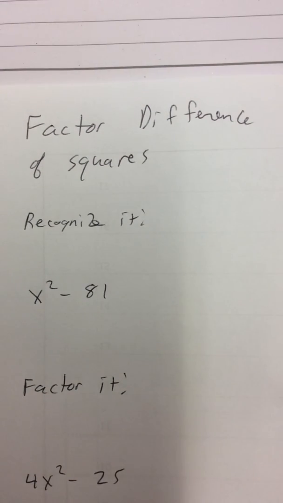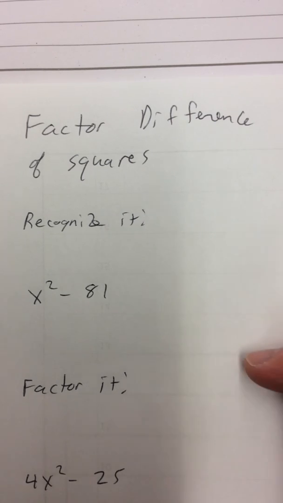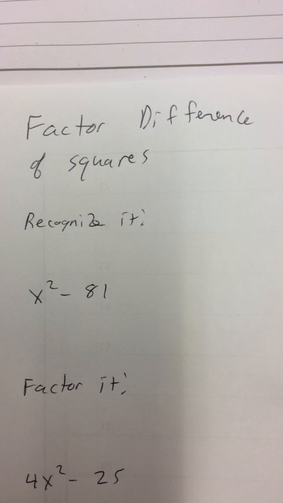So today we're going to do a quick review of factoring. We have three different types of factoring. You've already done one. You did factoring out the greatest common factor. So we are going to do the other types of factoring. So I thought I'd start off with factoring the difference of squares.